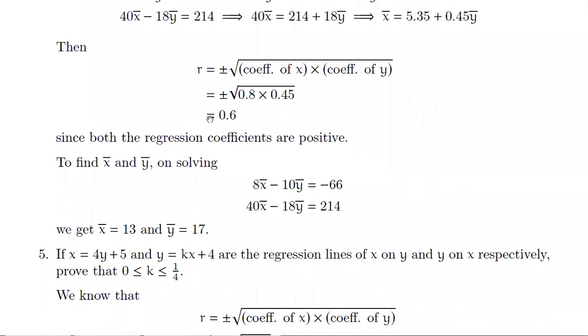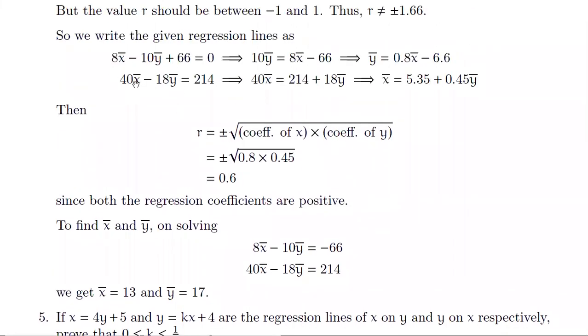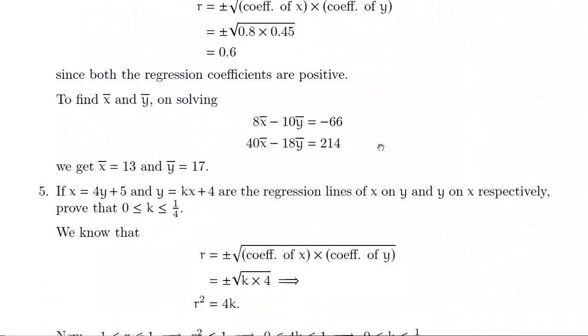Please note here the value of r is plus 0.6 because both the regression coefficients are positive. Now we also have to find x bar and y bar. So take these equations here, these ones, and solve them and get the value of x bar as 13 and y bar as 17.